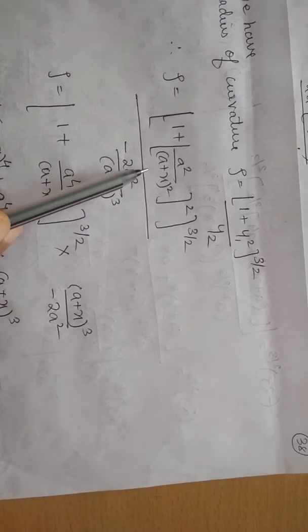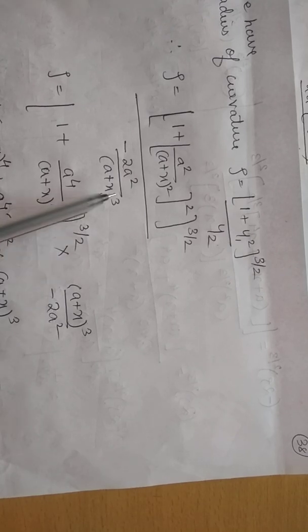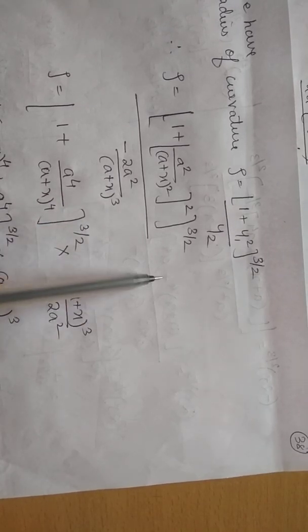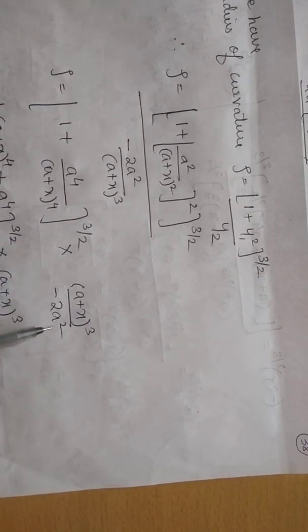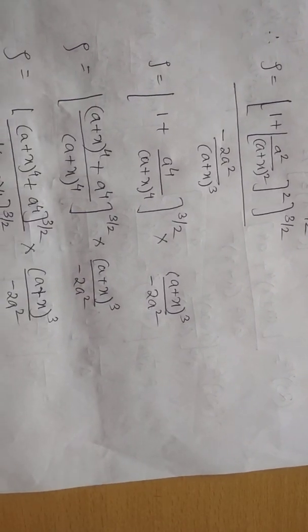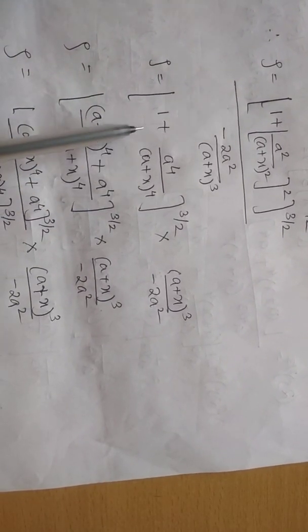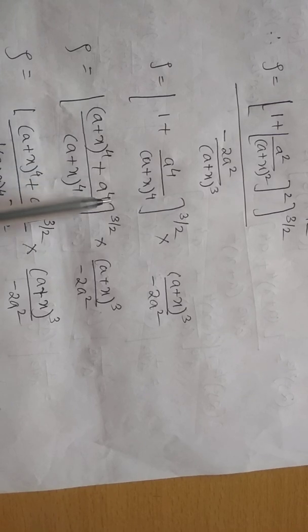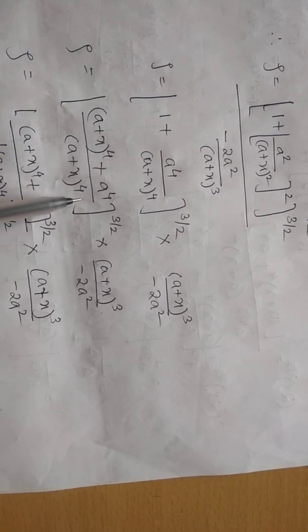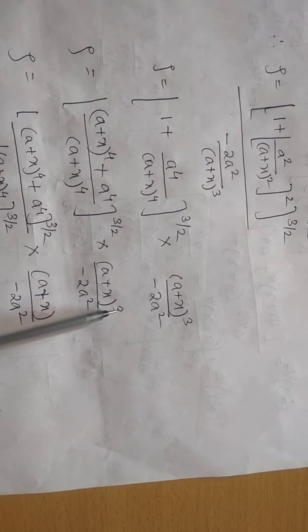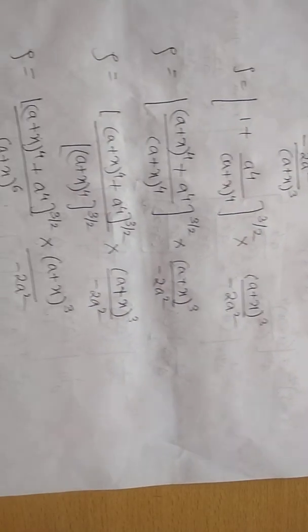The denominator will come in the numerator. So I have reciprocated; when I write this, the ratio will get reciprocated. So a plus x the whole cube upon minus 2a square. Hence, take the LCM: a plus x raised to 4 plus a raised to 4 upon a plus x raised to 4, whole raised to 3 by 2, into a plus x the whole cube upon minus 2a square.